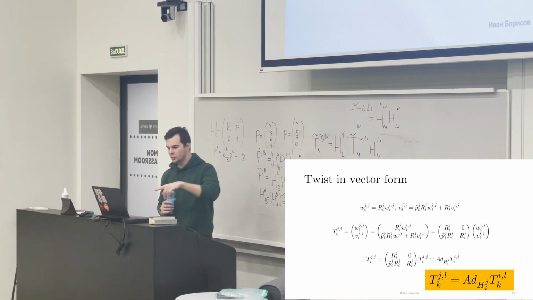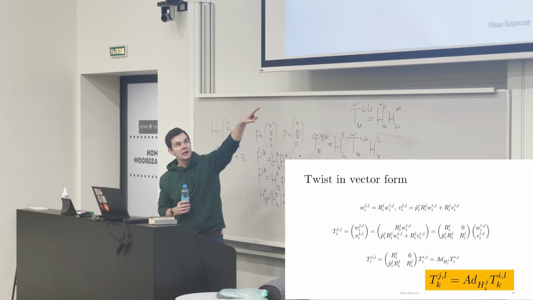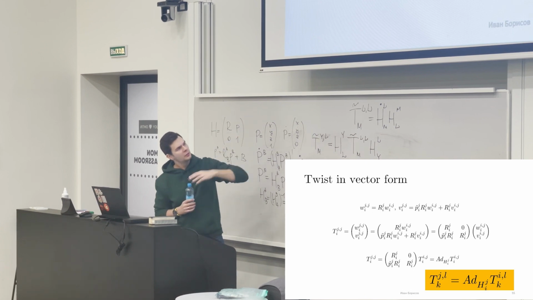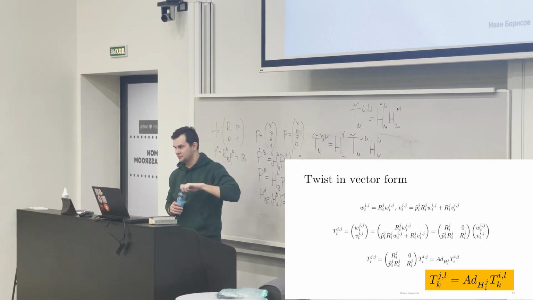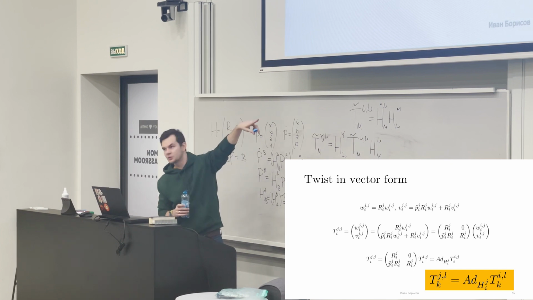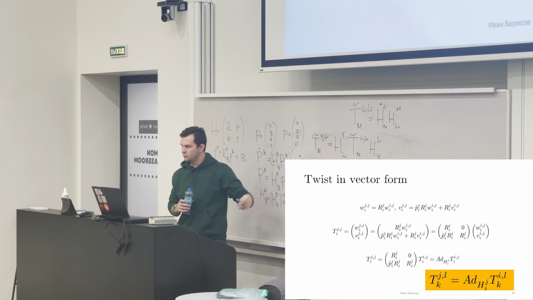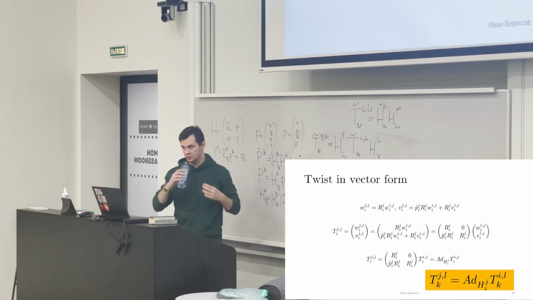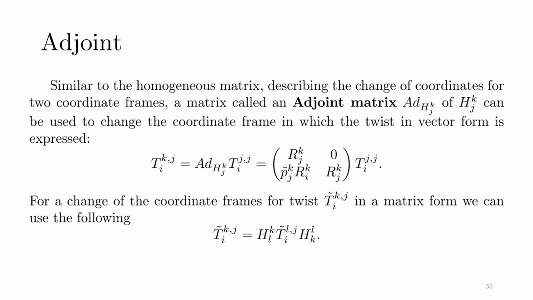So this adjoint will be, look, a 9 by 9 matrix. Oh, yeah, 6 by 6, because R in R, you see? 6 by 6. A twist in the vector form is just a column with 6 entries, and you can multiply it. So this is the way we can compute the adjoint.